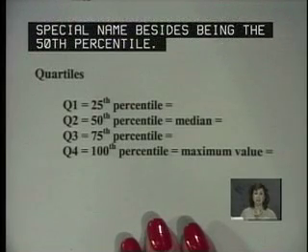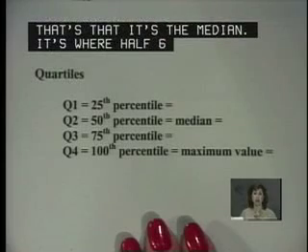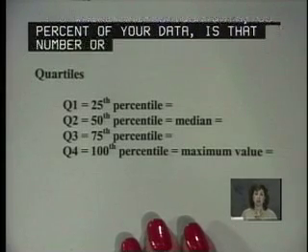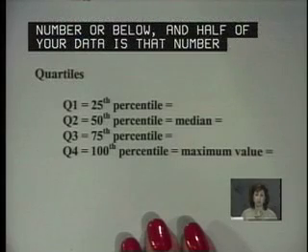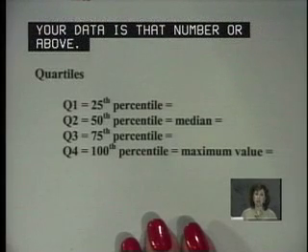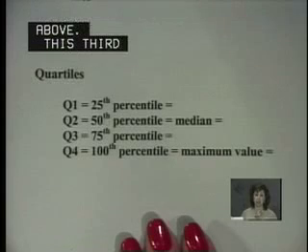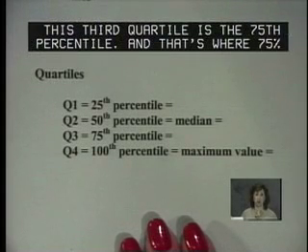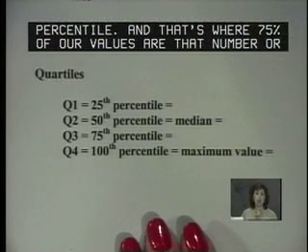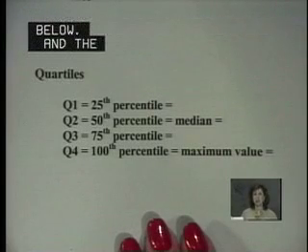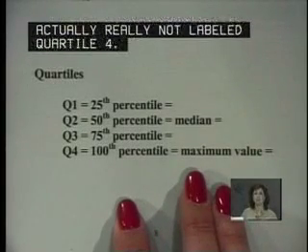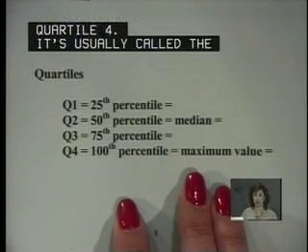It's where half of your data, 50% of your data, is that number or below, and half of your data is that number or above. The third quartile is the 75th percentile, and that's where 75% of our values are that number or below. And the fourth quartile is actually really not labeled quartile 4. It's usually called the maximum value, where we have our highest value.